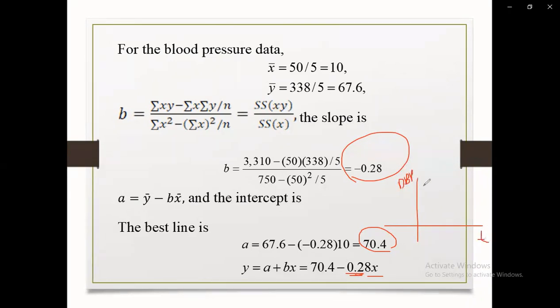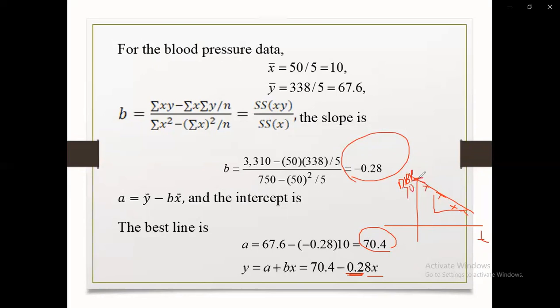In other words, the data points we have here will be scattered in this form, which means that the slope of such a line will be negative. That is why we are getting this negative slope out here. Whereas your intercept, like we said, is going to be at 70.4 up here. From the linear model, this is basically what the model is talking about.